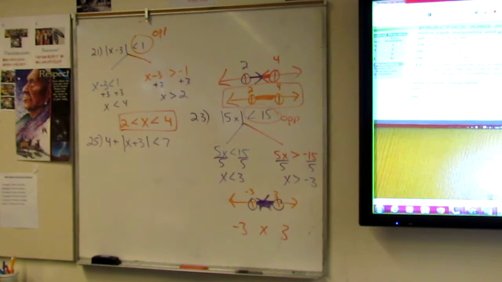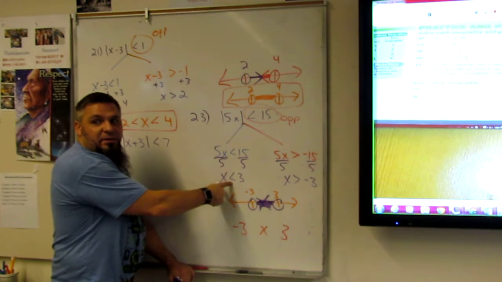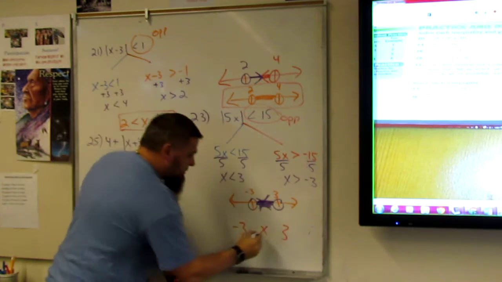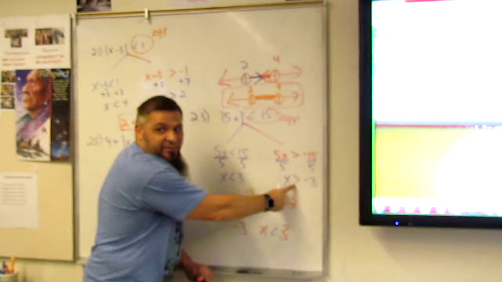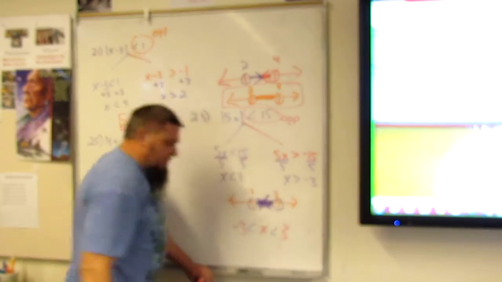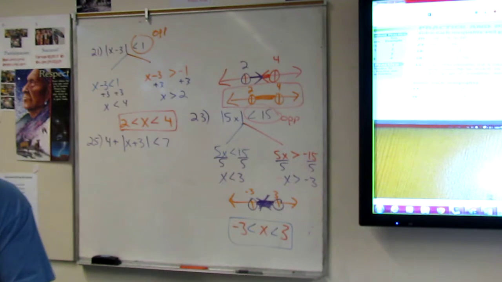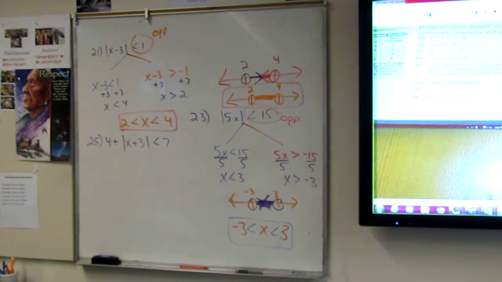Now, which way is it pointing? Is it pointing to the 3 or away from the 3? Away. Which way is it pointing? To the negative 3 or away from the negative 3? To the negative 3. So that's how it looks. Is this easier than you've ever seen it before? Hopefully. Have you ever done these inequalities before? I'm telling you, this is about the easiest way I can come up to teach it.